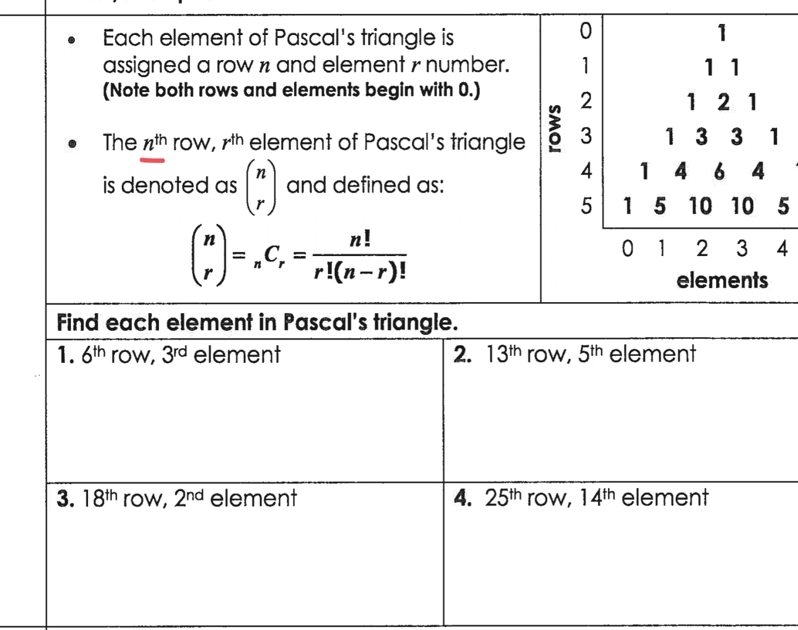If we have an nth row and an rth element, then what we know is we can find the coefficient by doing a combinatorial, nCr. I don't even care if you know that because you're going to use your calculator.